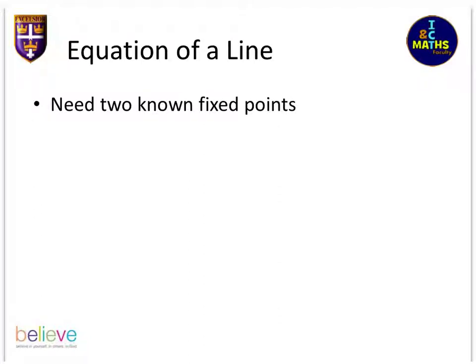In Core 1 of AS Mathematics, there's an equation of a line that we meet, and I want to use this video clip to show you where that equation comes from. For you to be able to see this, you need to have information about a line to begin with, and what we need is to know two fixed points on that line.